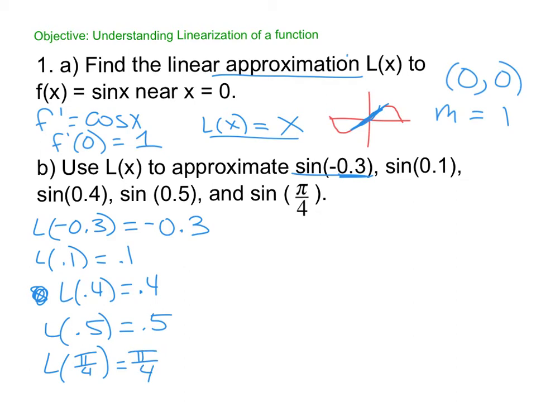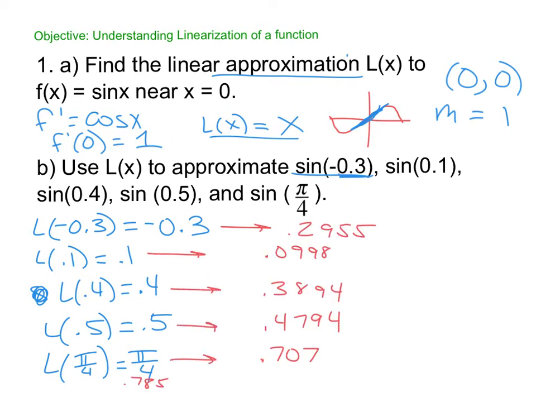All right. So what I'm going to do is I'm going to grab my calculator and get the actual decimal approximation for each of these. All right. So let's see what we actually get when we plug in. So I wrote them all down. So notice around 0, it's pretty accurate, right? So we go with negative 0.3, and was that supposed to be negative? Did I not plug the negative in? It must be a negative.